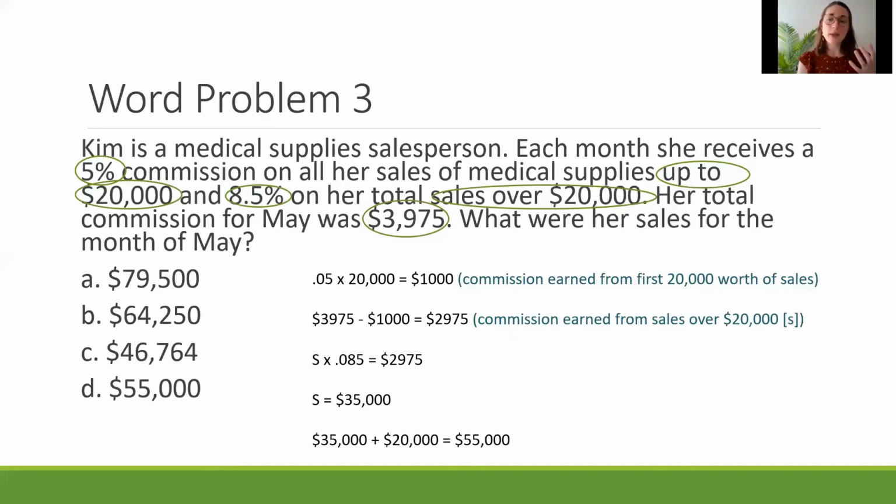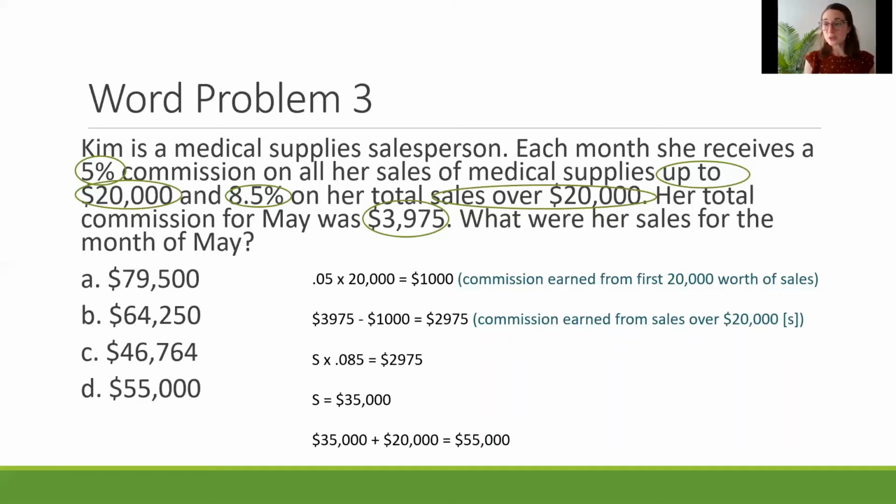So what we have to do to solve this is just the opposite. If we have S times 0.085, we need to do the opposite of multiplication, which is division. So if I divide both sides, I will cancel out the 0.085 on the left side of the equation. And on the right side, I'll have 2,975 divided by 0.085. And with that, we get $35,000. So this means that her sales above 20,000 were $35,000.